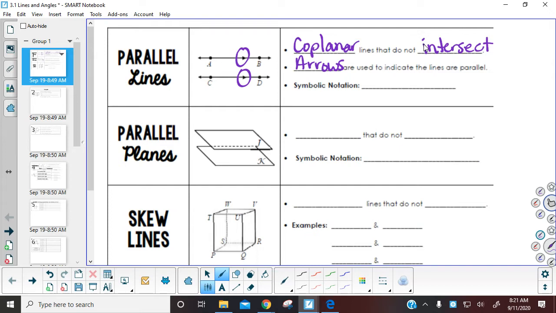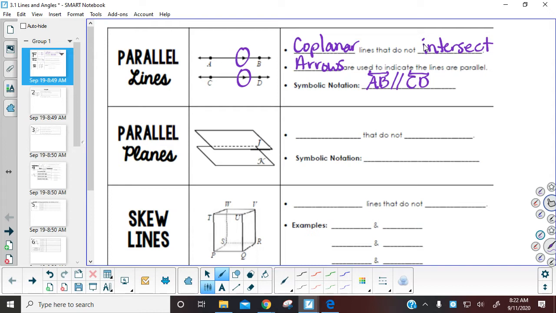And then when you're looking at the symbolic notation, we know that to name a line, we have to use two letters. So line AB, with the arrows on the top, and line CD. And the way that you see that those are parallel is that you have this symbol in between them. It looks like slanted parallel lines. So again, within the picture you have the arrows, and in the symbolic notation you have that symbol for parallel in the middle.